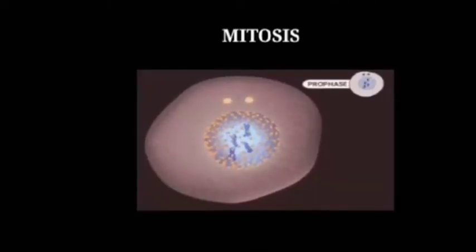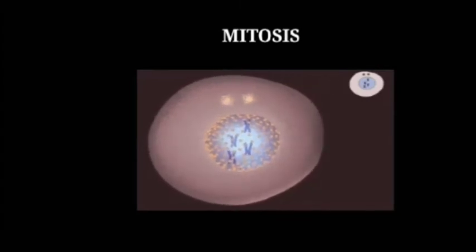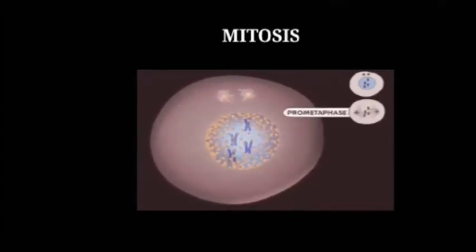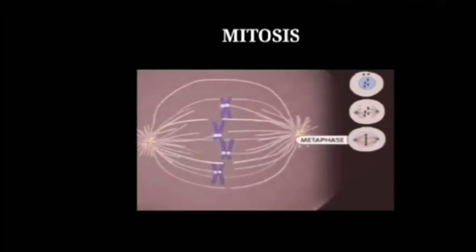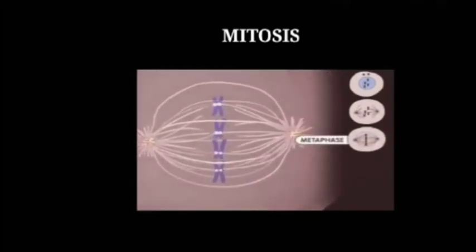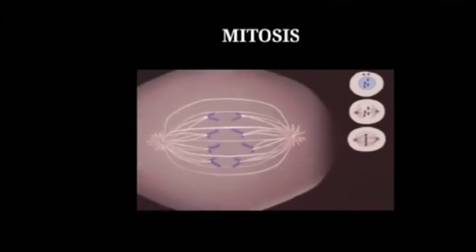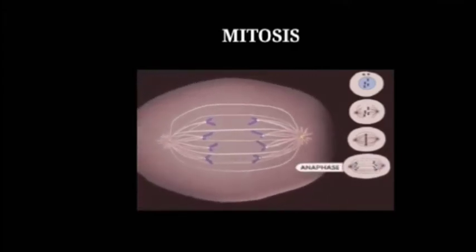Okay guys, let's talk about mitosis. Mitosis is the phase of the eukaryotic cell cycle that occurs between DNA replication and the formation of two daughter cells. Mitosis has 6 substages: prophase, prometaphase, metaphase, anaphase, telophase, and cytokinesis.